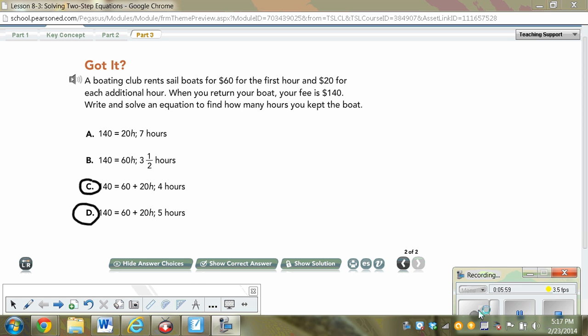I'd be barking too. So anyhow, one says 4 hours and one says 5. Which one do we think it is and why? Well, those of you who think it's 4 hours, they rented the boat for additional hours, but remember the first hour was 60 bucks. So the answer is technically 5 hours. 4 hours at 20 and 1 hour at 60, so a total of 5 hours.